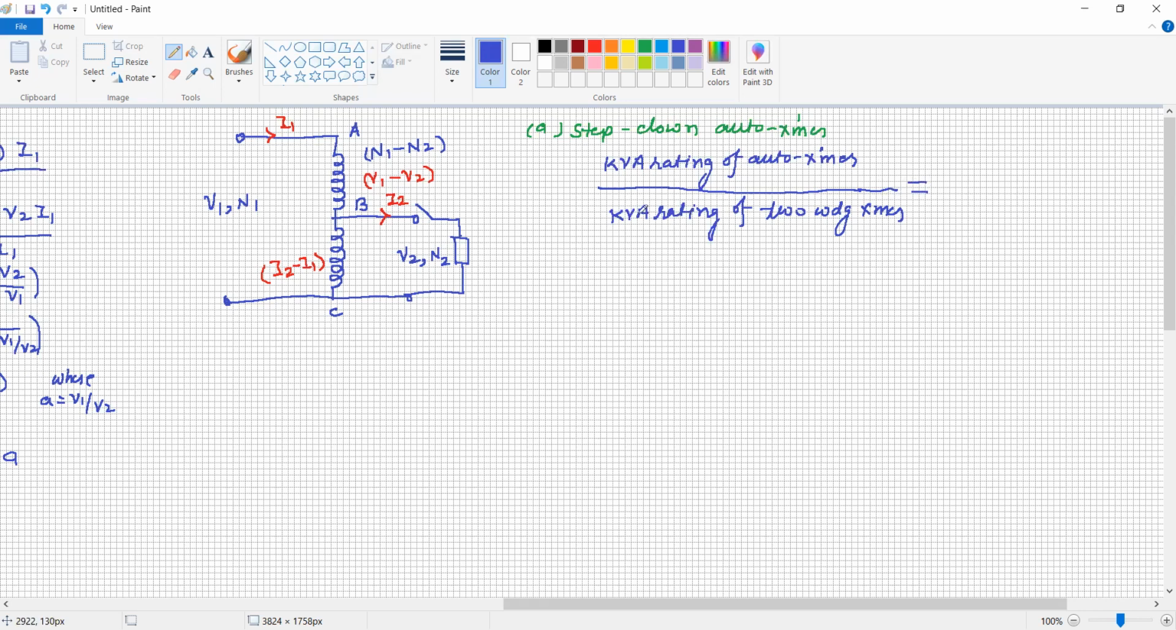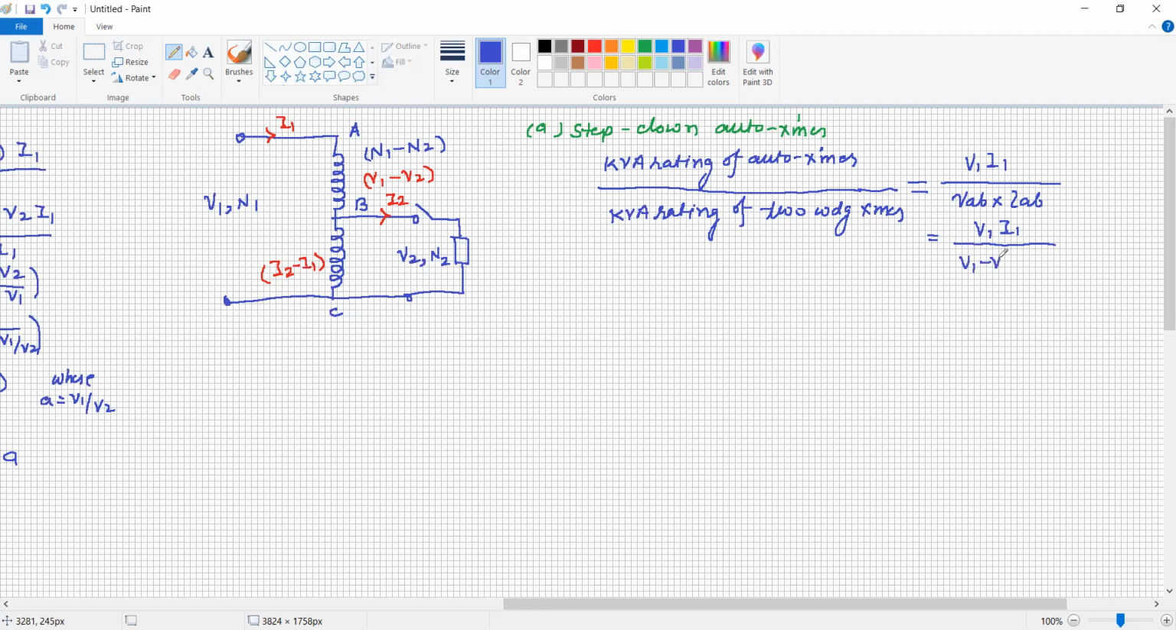What is the kVA rating of the auto transformer here? This is the voltage and this is the current, V1 into I1 simply. Whereas as a two winding transformer, we will take one winding. In the case of a two winding transformer, the kVA rating of both windings is the same, whether we take it from the primary side or the secondary side. It is equal to VAB into IAB, which is V1 I1 divided by the voltage between A and B.